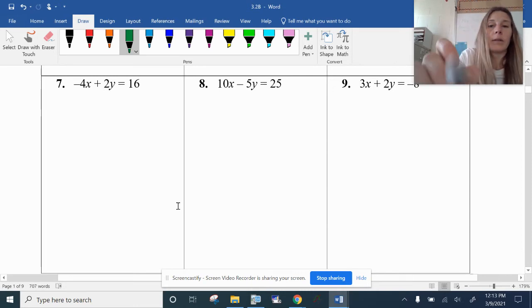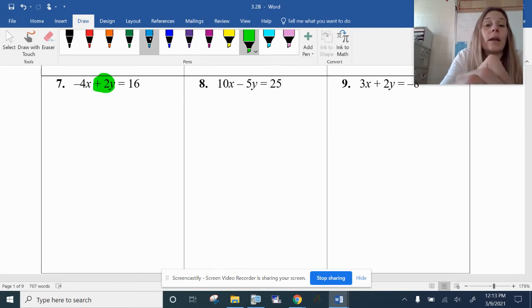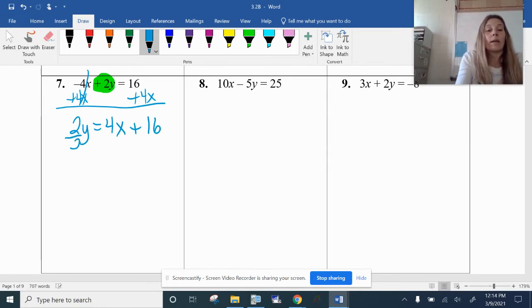Okay, next one here. I've got my 2y that I need to get isolated first, so I'm going to add my 4x over to the other side. I now have 2y equals 4x plus 16, dividing everything by 2. So y equals 2x plus 8.